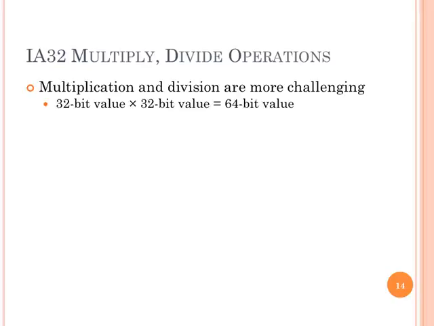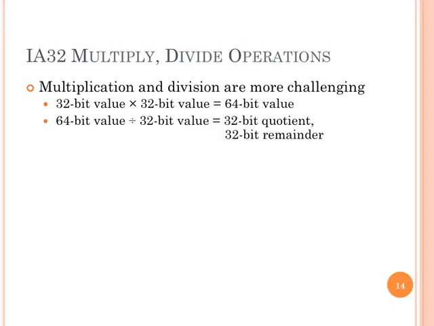See, multiplication and division. These are a little bit complicated. So I say here a 32-bit value times a 32-bit value is a 64-bit value. That is, it could take up to 64 bits. This is where we go off the rails, but this is the way that IA32 generally works. That 64 bits divided by 32 bits is going to generate a 32-bit quotient and a 32-bit remainder.